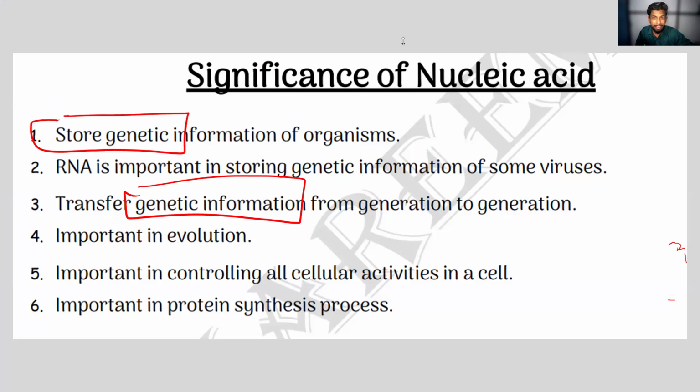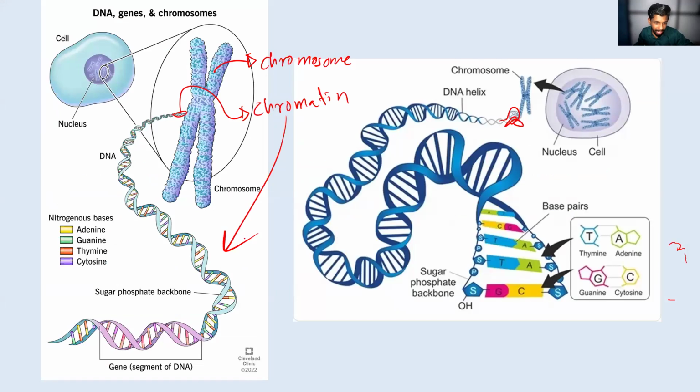Transferring the genetic information and storing the genetic information, that is a function of the DNA, right? Chromatin is made up of DNA. So if the DNA is doing any function, the same function will also be done by the chromosome, because the chromosome is made up of chromatin, and chromatin is made up of DNA. If DNA does a function, the same function will also be done by the chromosome. The chromosome stores and transfers the genetic information. The DNA is also doing the same function, because both of them are the same.